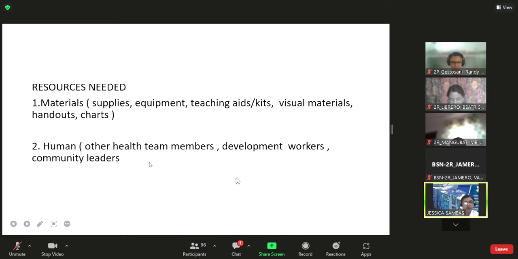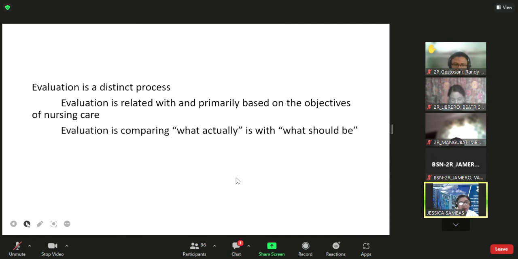Now, for human resources, other than the health members, development workers, and community leaders, sometimes we need to collaborate with them if necessary. But we can also do it ourselves. Our time, our effort, that is part of the resources. We ourselves, the student nurses, are human resources too. Okay? Lastly, is your evaluation.